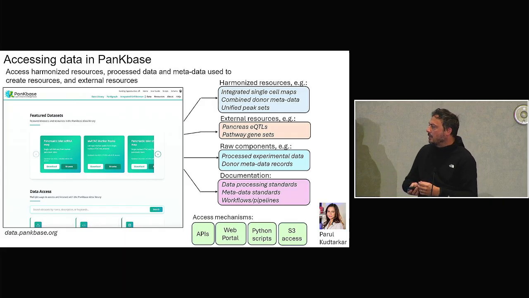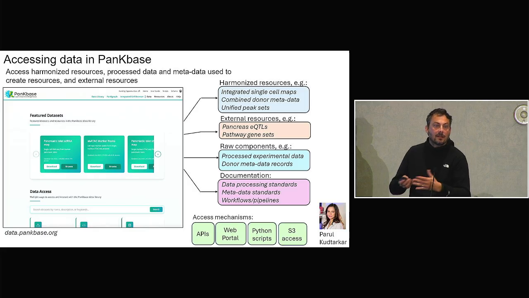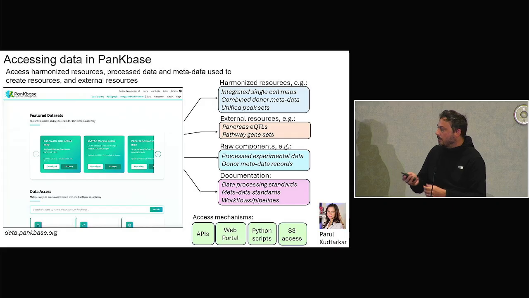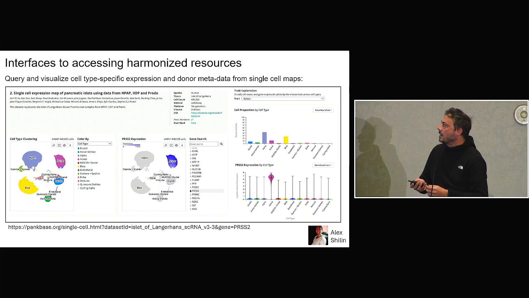And again, there are APIs, web portals, and there are even direct access to buckets on AWS, basically a variety of ways that make it easier for people to be able to access this data.